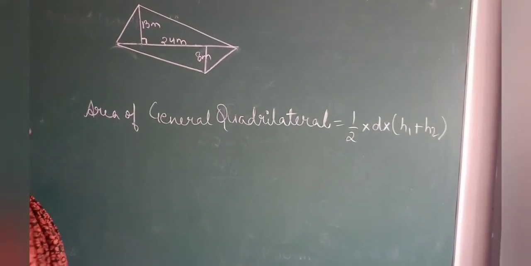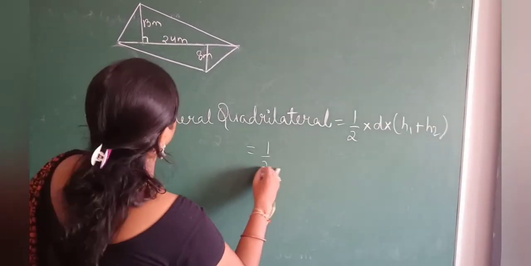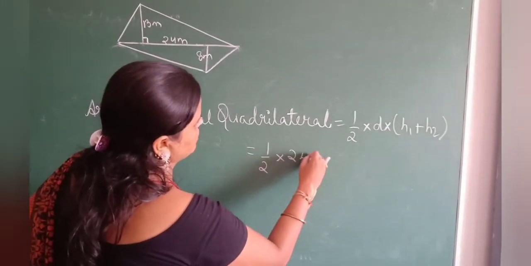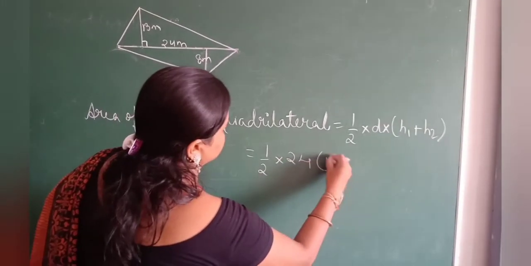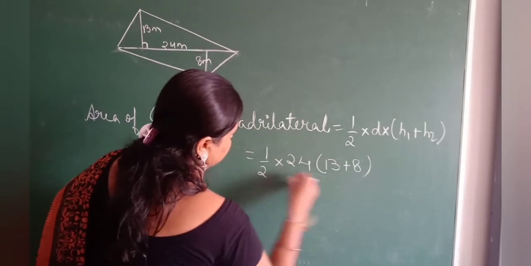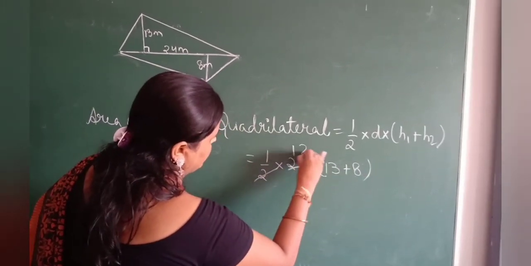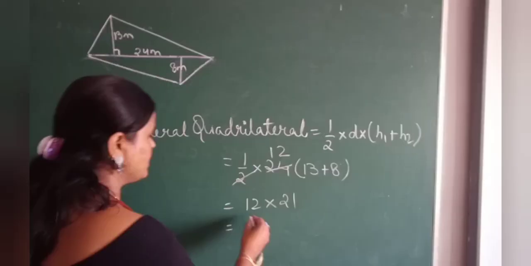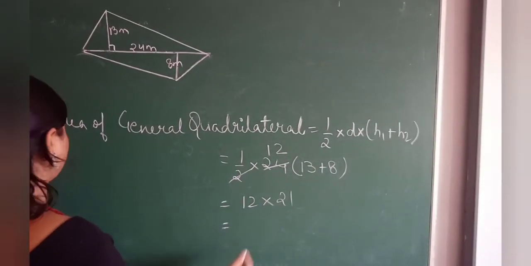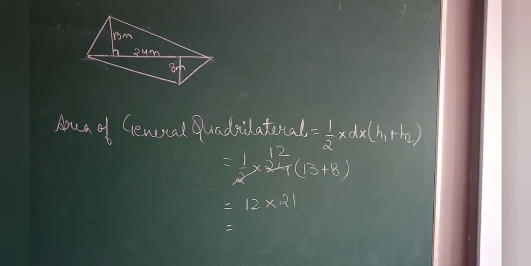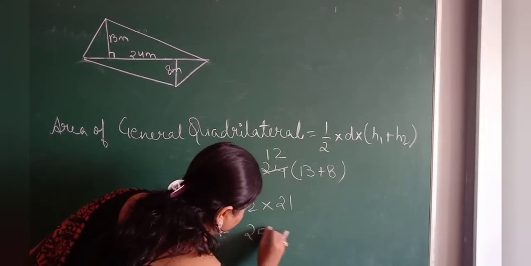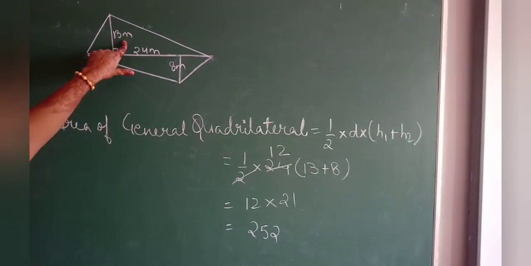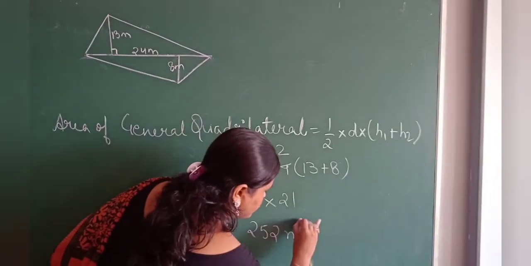So let us put the values. We will get half into 24, into the sum 13 plus 8, this is 12 into 21. When we multiply 12 with 21, we will get 252. The unit is meter, so meter square.